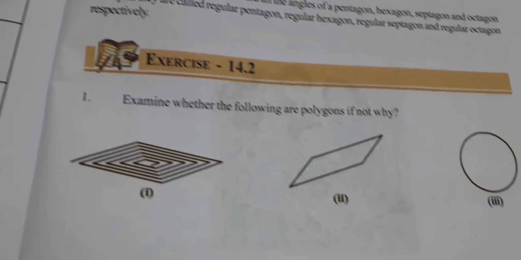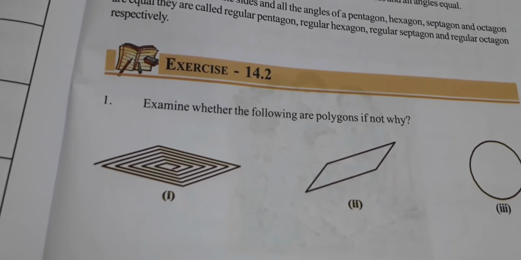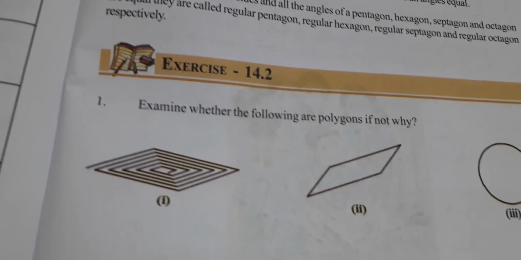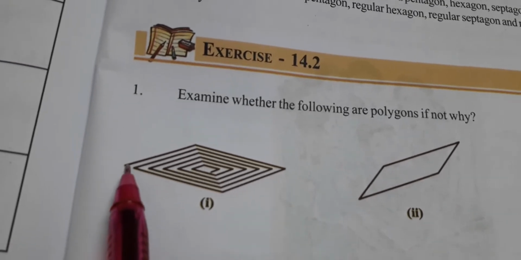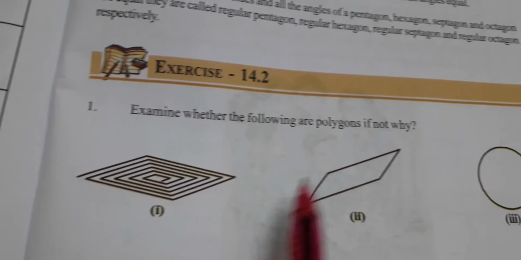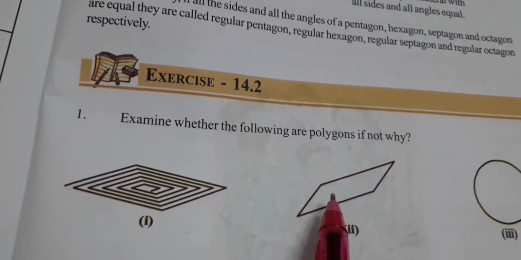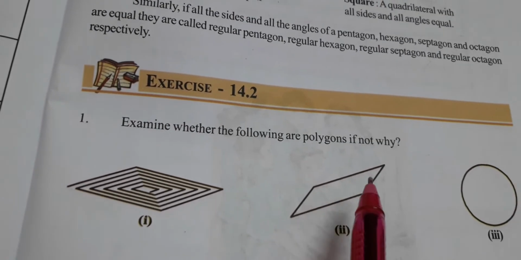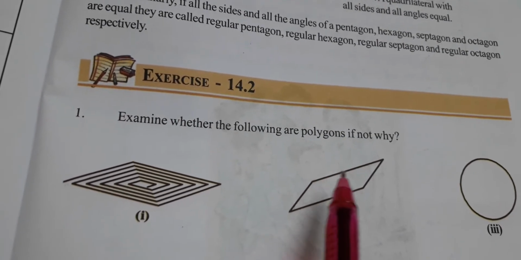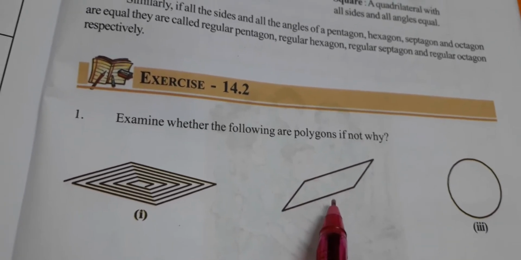Okay, see what is the rule for polygon? I said all the figures should be closed figures. Is the first one a closed figure? No, it is open here. So it is not a polygon. Is it a closed figure? Yes, it is a closed figure. And in addition to that, what is the next rule? It should have certain definite number of lines. Yes, we have four sides, four line segments. So it is a polygon.